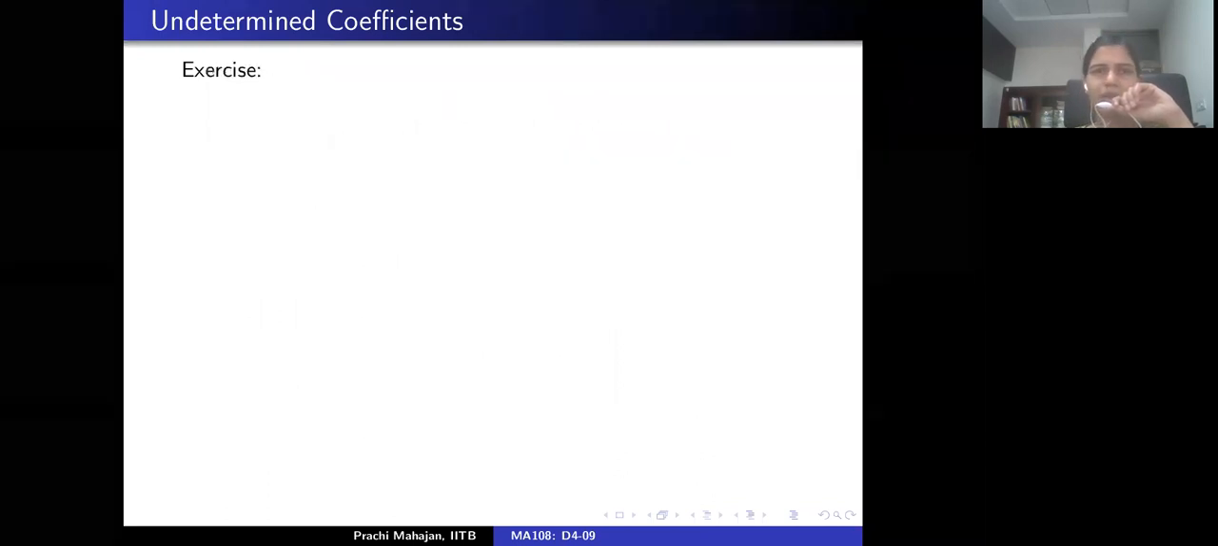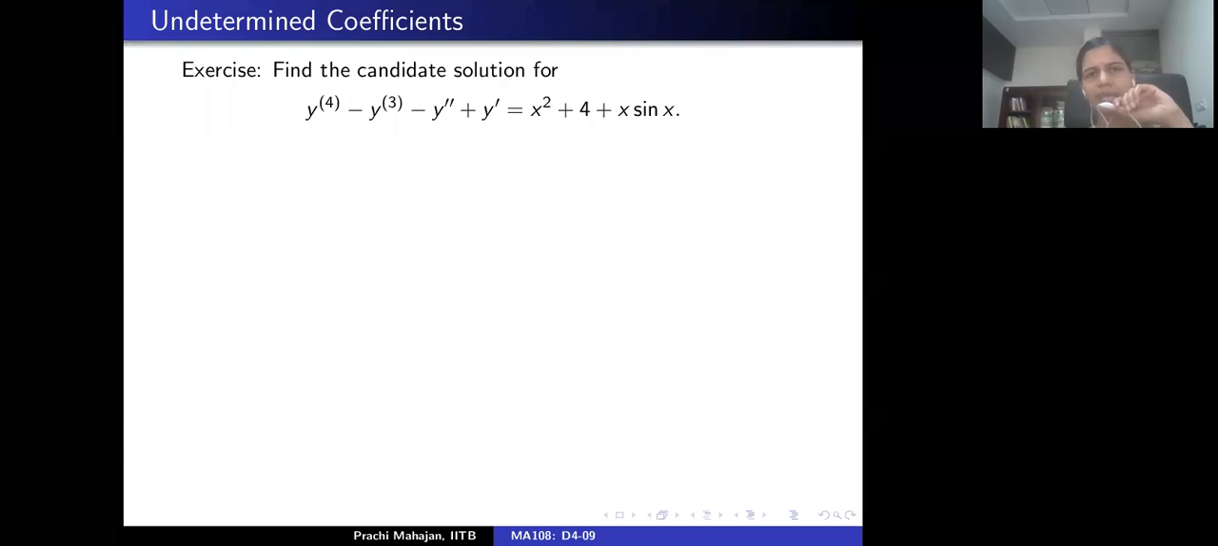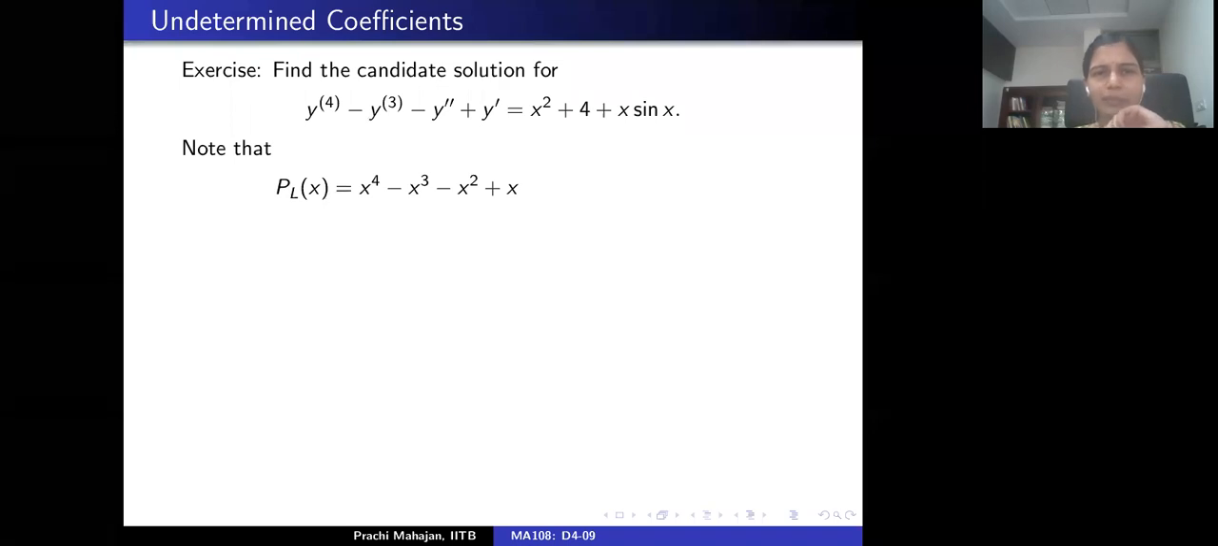Okay, great. All right. Let's look at one more exercise using the method of undetermined coefficients. Again, a degree 4, order 4 differential equation. Let's look at the characteristic polynomial associated to the homogeneous equation. In this case, it is x to the power 4 minus x cube minus x square plus x.